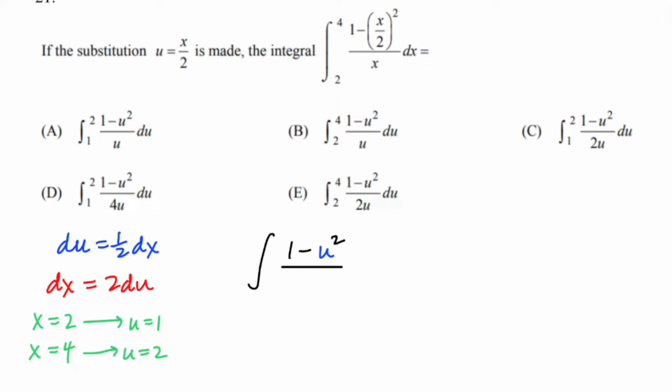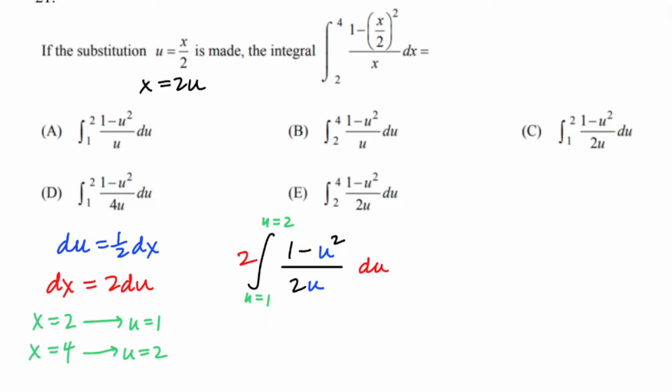If I solve for x out of the initial substitution that they gave me, I'd have x equals 2u. So I'm just going to make that substitution down there. I'm going to have 2u. And then I have dx is 2 du. So I might write it there and throw in my converted bounds. And I think that's the first place where we're going to start eliminating answer choices.